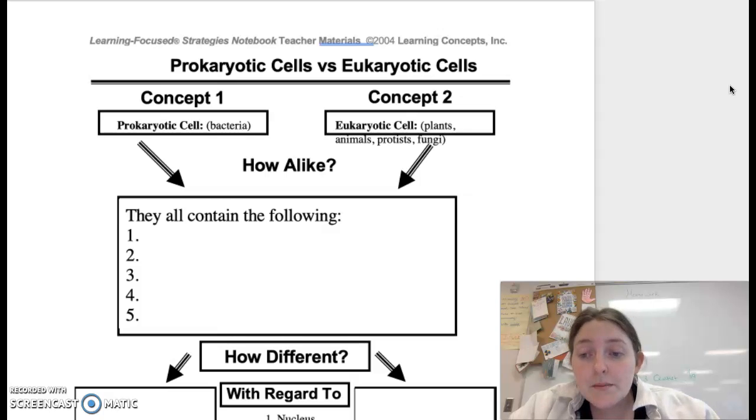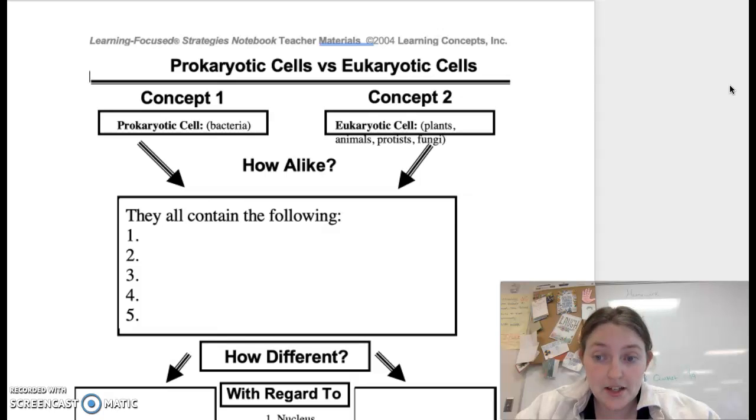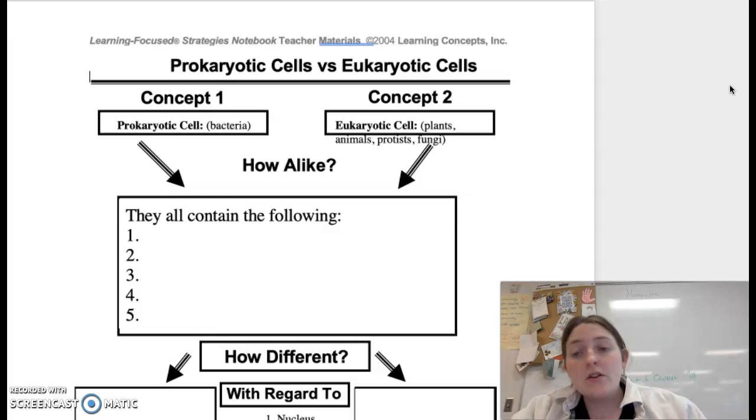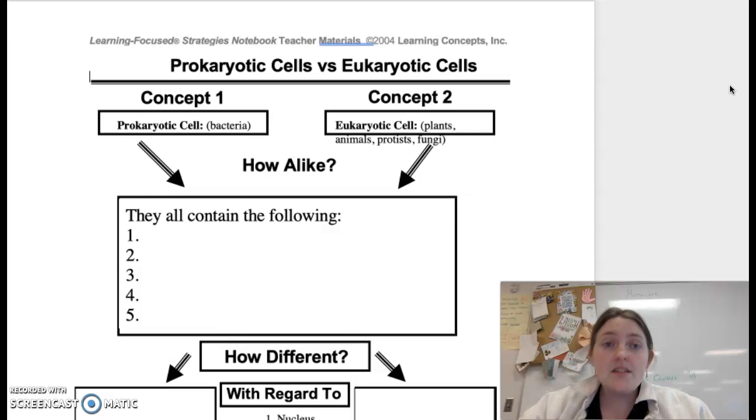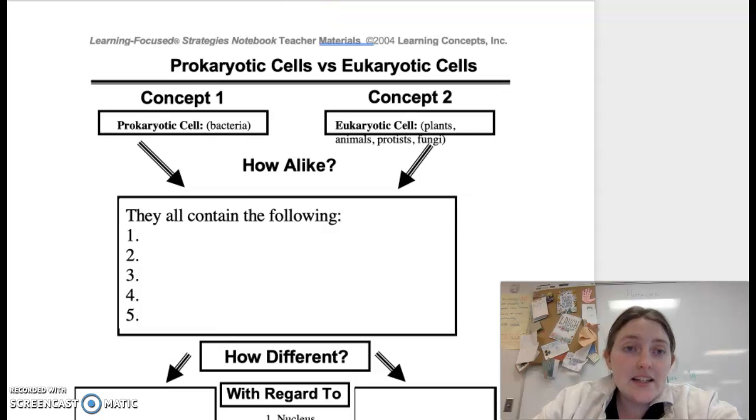The first thing we're going to compare and contrast are prokaryotic and eukaryotic cells. So if you remember, prokaryotic means before nucleus and eukaryotic means true nucleus. So prokaryotic cells are anything that's bacterial, so anything of the kingdom Archaea or Eubacteria. And eukaryotic cells are the rest: animal, plant, fungus, protists. So let's look at how they are alike.